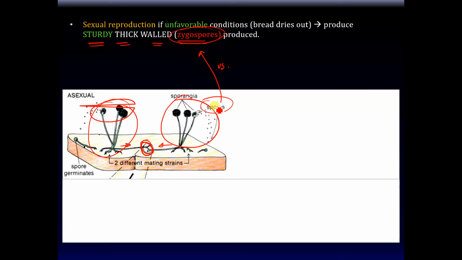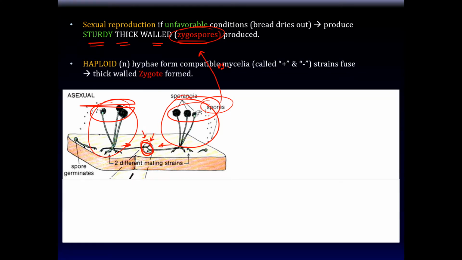They're not produced here. The zygospores are produced right there, where the two hyphae meet. Okay, so this is how it happens. The haploid hyphae from compatible mycelia. Now, not just any fungus can come this way. They have to be compatible.